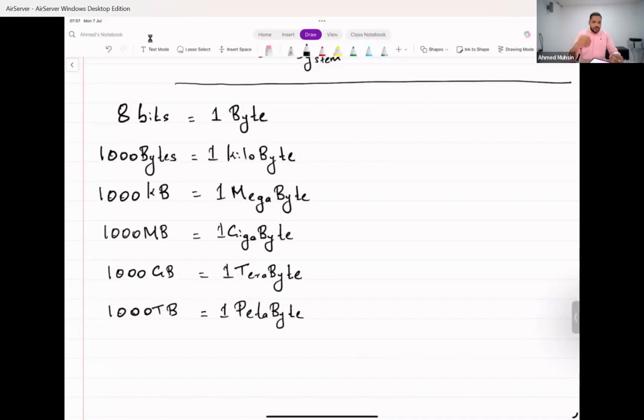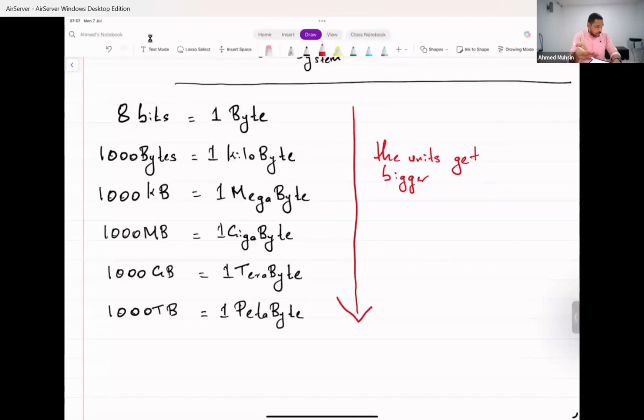Now, can you all also put down a note over here? As you go downwards, what's happening? The units get bigger. So when you're going upwards, it will be the opposite, which means the units are getting smaller. Are we okay with this? As you go downwards the units get bigger, and when you're going upwards the units get smaller.